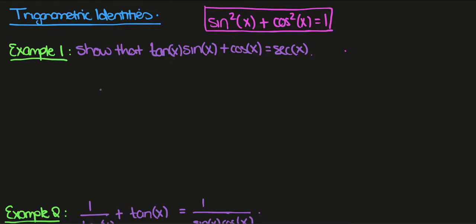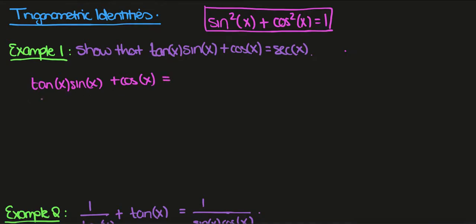So let's look at this first example, which says show that tan x times (sine x plus cosine x) is secant of x. One thing I would suggest as a general principle is to always look at the more complicated side. Start from there. So what we'll have is tan x (sine x plus cos x).